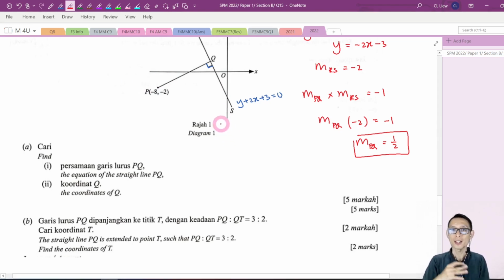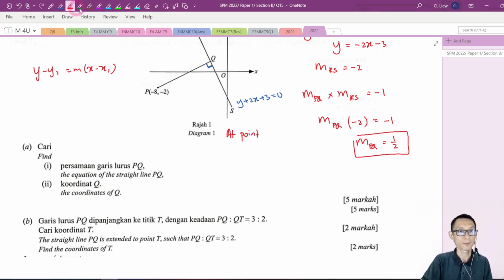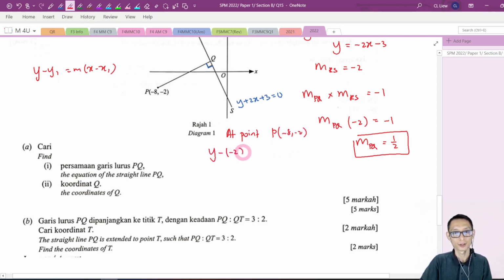So you can use y equal to mx plus c to get the equation, or you can use this formula: y minus y1 is equal to m(x minus x1). Now I'm going to use this formula at point P, not PQ, at point P. y minus y1 is equal to m(x minus x1).